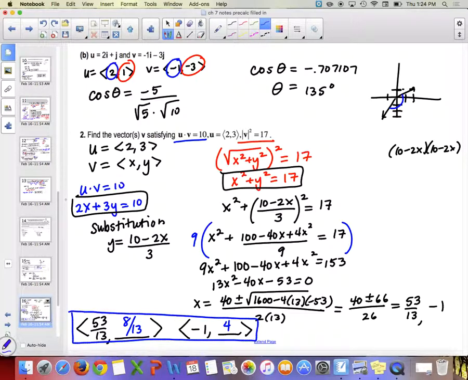So you have to do all that work, though. Otherwise, a lot of people might try guess and check, but you're never going to guess 53 over 13, right? You might get the negative 1, comma 4, but you're not going to get both vectors.